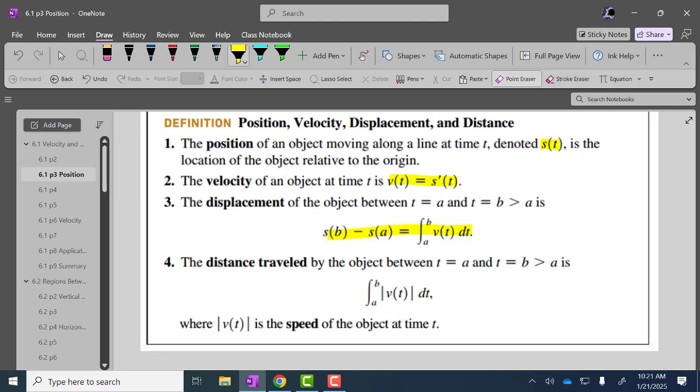And then we also talked about distance in contrast to displacement. We have to integrate the absolute value function, which is easier said than done. If I give you a complicated absolute value function, you would have to break it apart into two pieces, and you would have to integrate each of those functions on those subintervals.